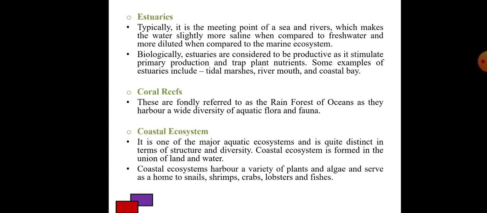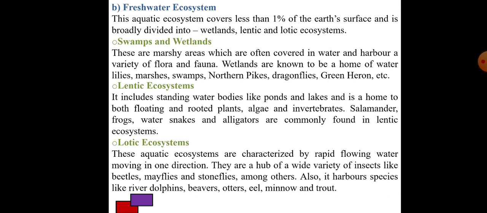Okay, then coastal ecosystem, it is one of the major aquatic ecosystems and is quite distinct in terms of structure and diversity. Coastal ecosystem is formed in the union of land and water. So coastal ecosystems harbor a variety of plants and algae and serve as a home to snails, crabs, lobsters and fishes. Okay. Then second main type is freshwater ecosystem.